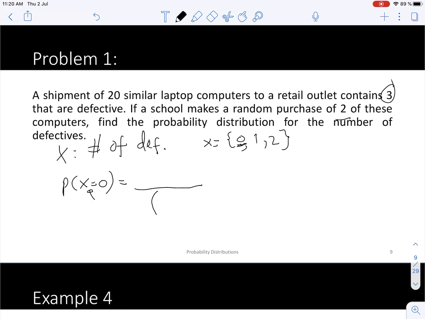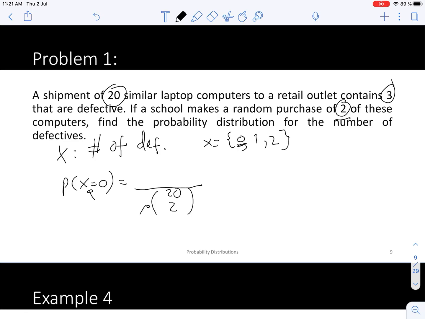So remember the structure of the problem. There are 20 items in total, and the school is gonna buy 2, right? So the total number of possibilities, or selections of the computers, is out of the 20, the school is gonna select 2. It doesn't matter the order here. What matters is which computers are selected. But there is no first or second position here. Okay, so this is the number of points in the sample space, right? 20 combination 2.